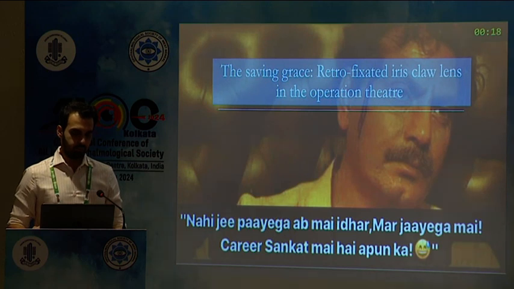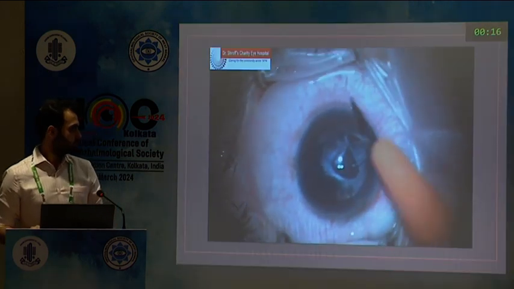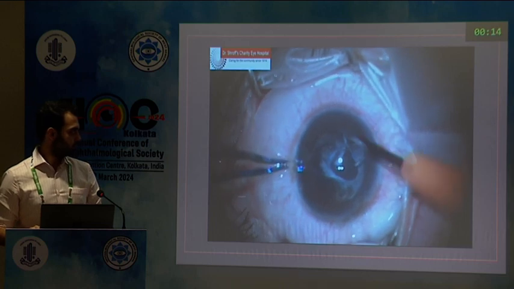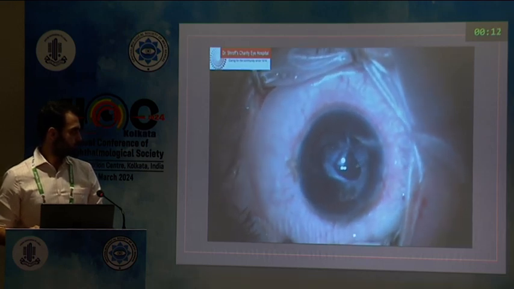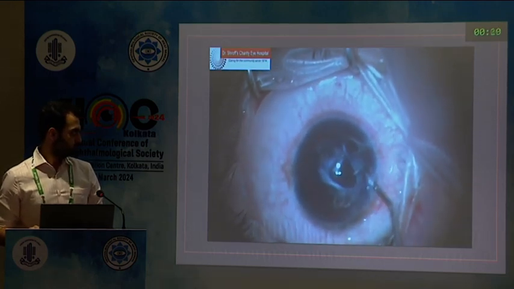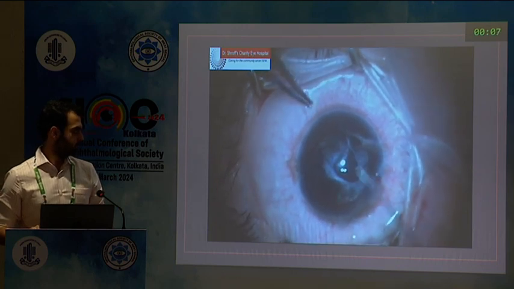can be saved with the help of iris claw lens. So now this is a video of how a well-trained surgeon can easily use an iris claw lens to save the day. This is a case of a dislocated IOL. We don't know whether that's due to any post-operative trauma or whether the primary surgery was finished in this way itself.